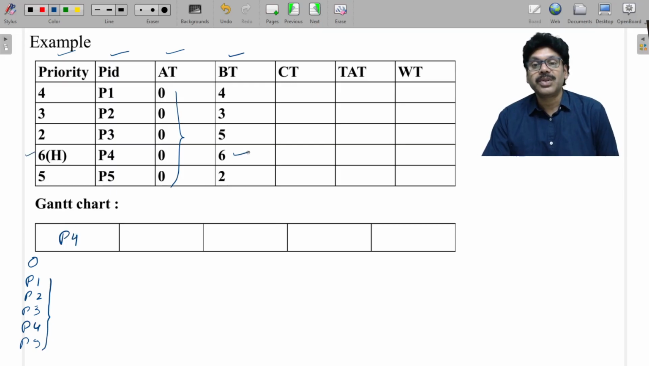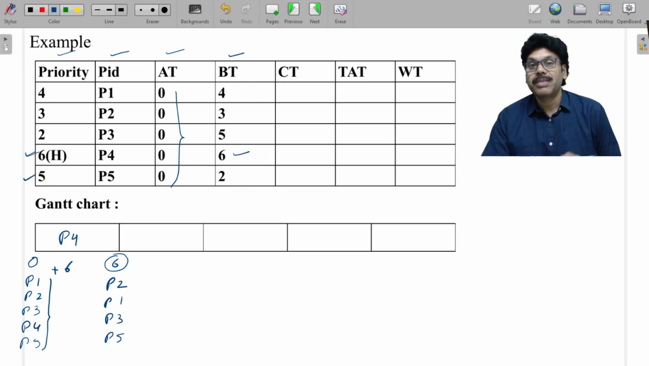So P4 is executed for 6 units of time. Then it releases all the resources. Then the rest of the processes are P2, P1, P3 and P5. Among these processes, already this is completed, right? Among these, which is having highest priority? 5.